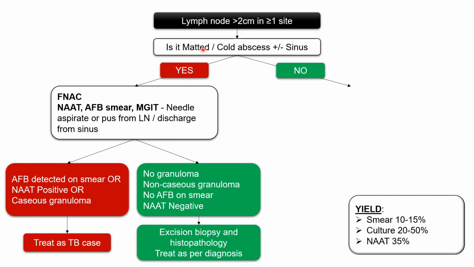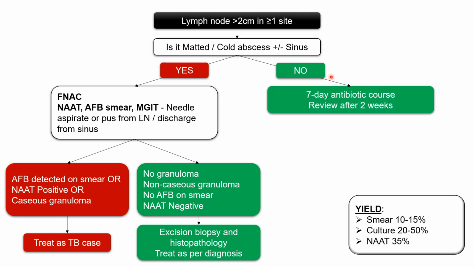On the other hand, if matting is not present, or cold abscess is absent, or sinus is absent, all these things are there, what we have to think? This is less likely that there is a chance of tubercular lymphadenitis in this patient. So what we have to do? We have to give a 7-day antibiotic course and review after 2 weeks.